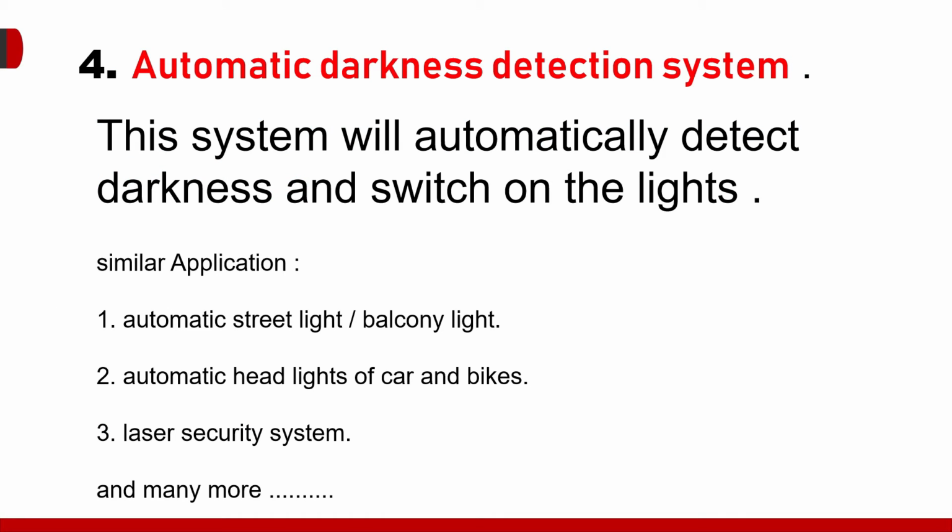So now we will talk about our project. This is Automatic Darkness Detection System. Actually this system is very simple. It will automatically detect darkness and switch on the lights. Some similar applications are automatic street lights or balcony lights, automatic headlight of car or bike, laser security system and many more. And in the next series I will make some of these in real life and share with you.